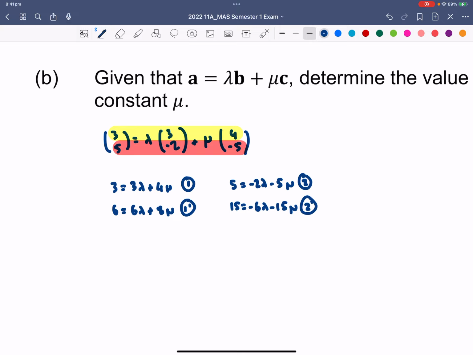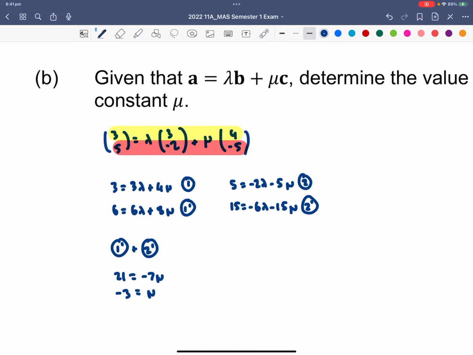You can clearly see that we have 6 lambda and negative 6 lambda, so all the lambdas match. So we'll do equation 1 prime plus equation 2 prime. 6 plus 15, 21. Lambdas cancel out, and 8 plus minus 15 is minus 7 mu. So therefore, mu is minus 3. Okay, so that's my starting point. Mu is minus 3. Chuck it into either equation.